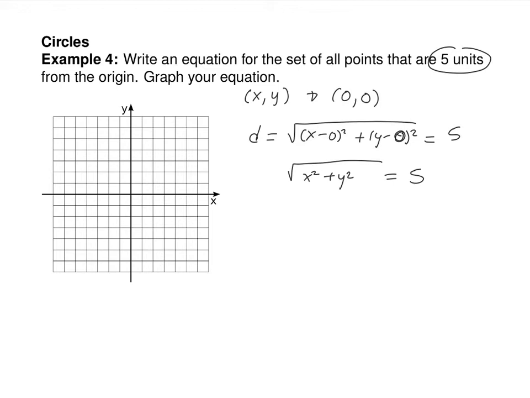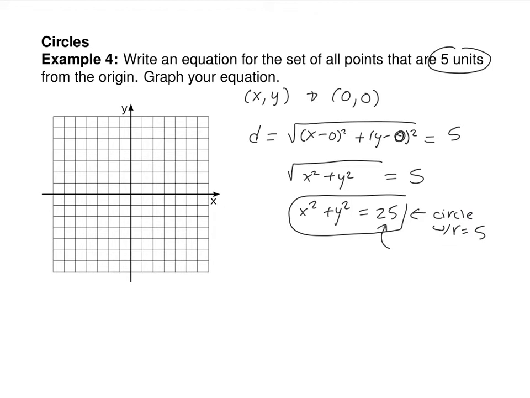So I have the root of x squared plus y squared equals 5. And technically speaking, that doesn't give you everything, that just gives you the top half of a circle. So this is often written like this: x squared plus y squared equals 25. And this is a circle with r equals 5. So the thing you can tell is that the radius is always the square root of that number. Does that make sense?